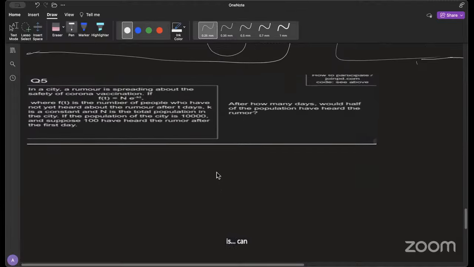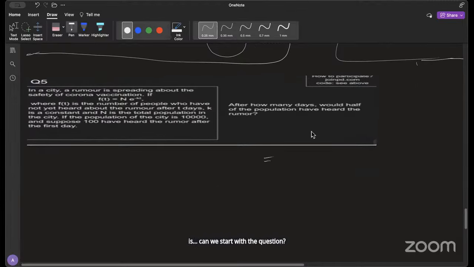Can we start with the question? Anyone who's been able to do this? Ma'am, I think the answer is 7. I got an answer 17 something. It is not an integer. Okay, it's fine. Let's just check. 17 something. Let's see.